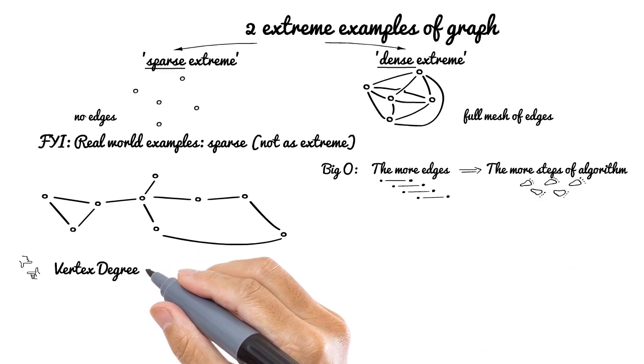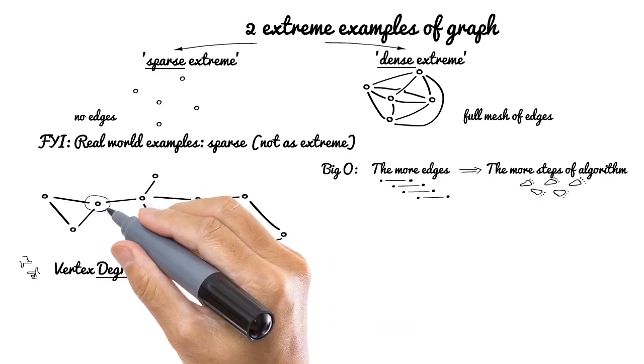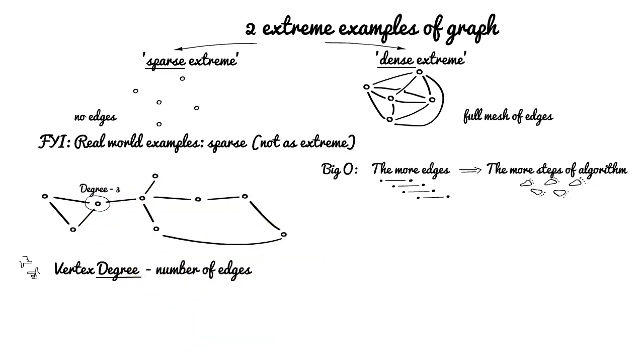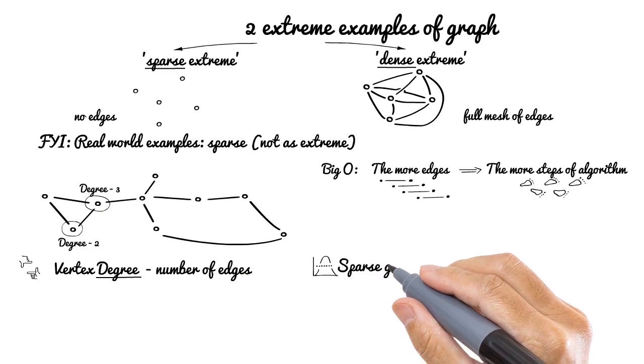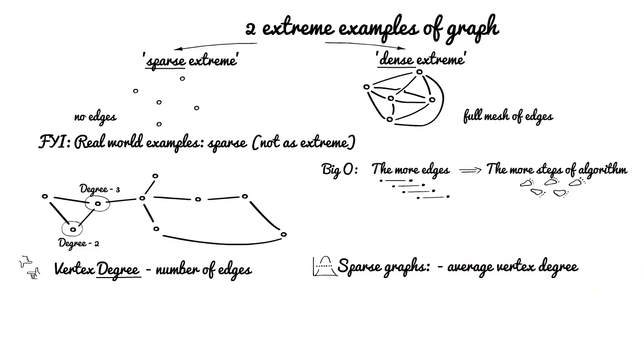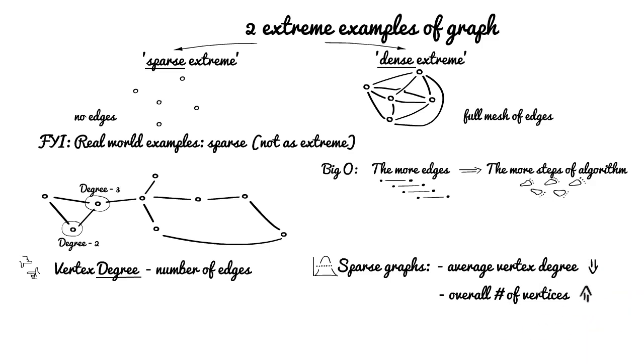Vertex degree is number of edges connected to vertex. This is vertex of degree 3, and this vertex is of degree 2. For sparse graphs, average vertex degree is relatively small, even overall number of vertices may be large. Do you remember term two vertices are connected if there is a path between them?